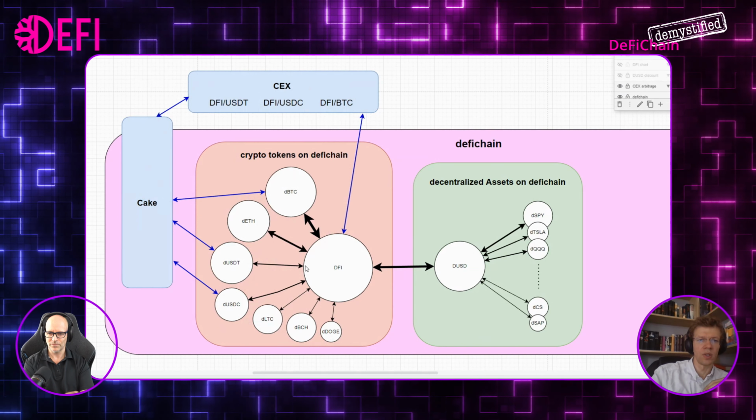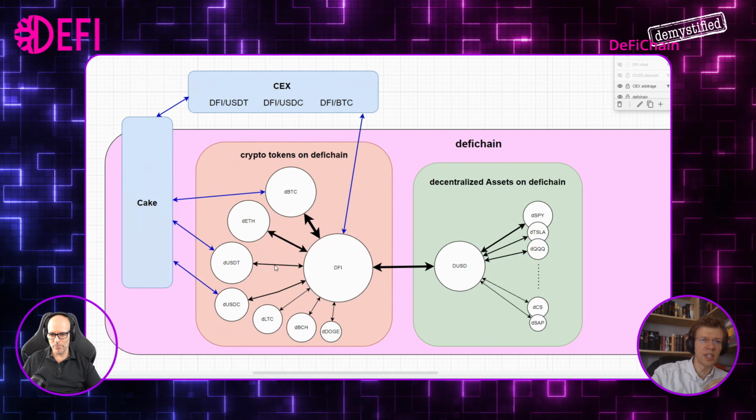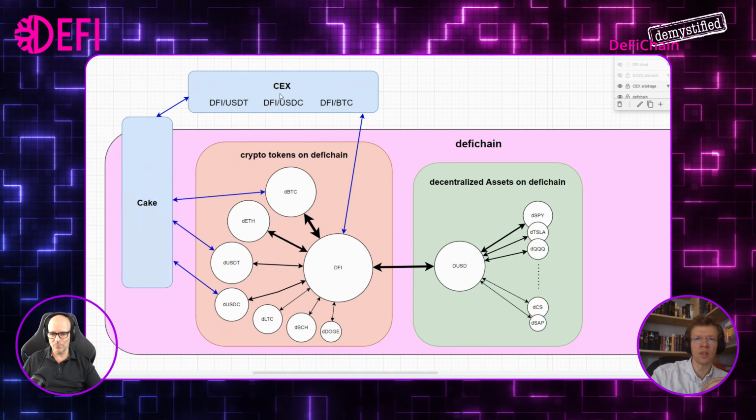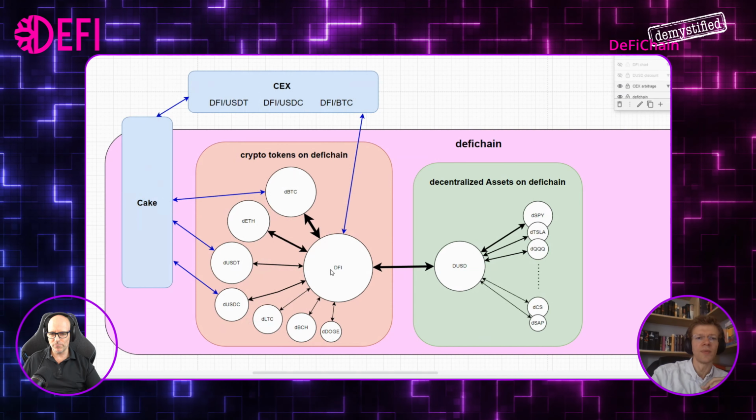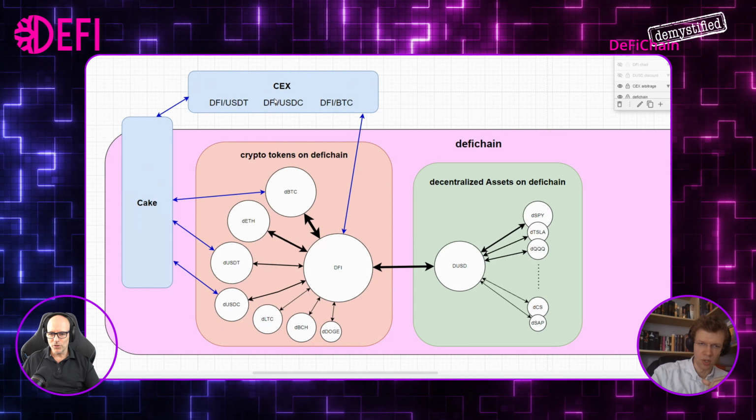closed arbitrage loop. But it can also go the other way. When it's cheap on the DEX but expensive on the CEX, the central exchange, then you go the other way: buy it here, sell it on the CEX, and go the loop.